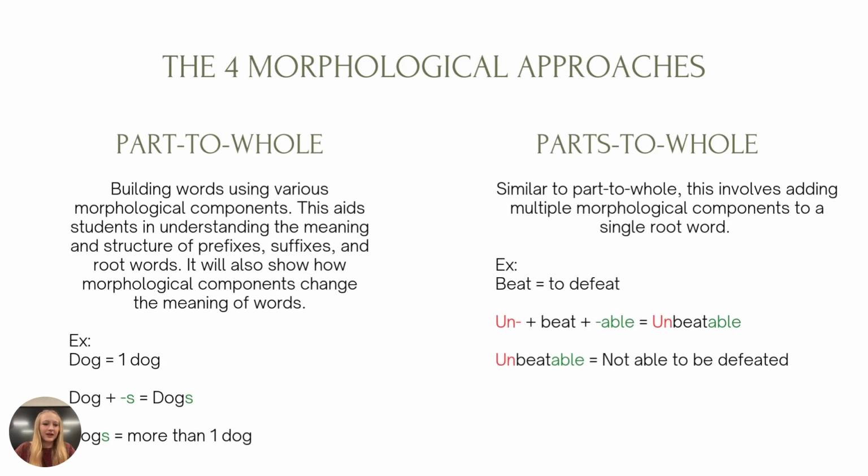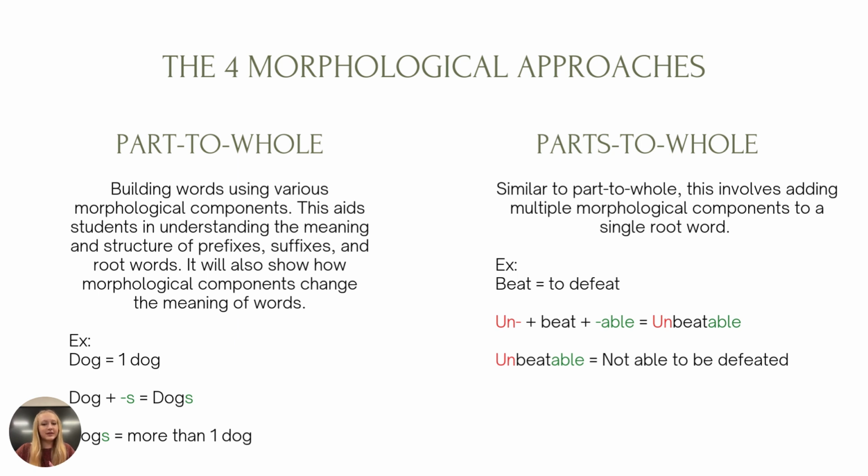Okay, the four morphological approaches. Our first morphological approach is part to whole. That means building words, basically, using different morphological components. It will show how morphological components can change the meaning of words. An example that I have here is the addition of the suffix s. The initial word is dog, and you can define that as one dog. Dog plus s means dogs. Dogs is equal to more than one dog. So this shows that the addition of a morpheme changes the meaning of the word.